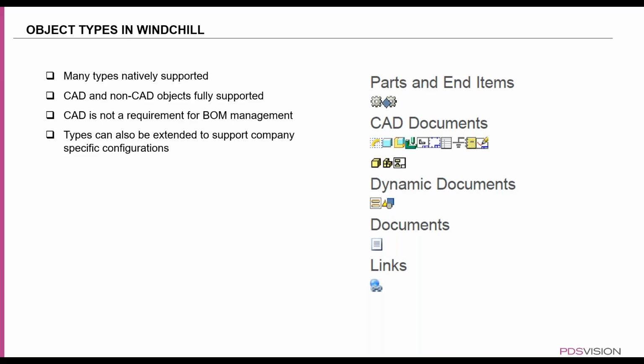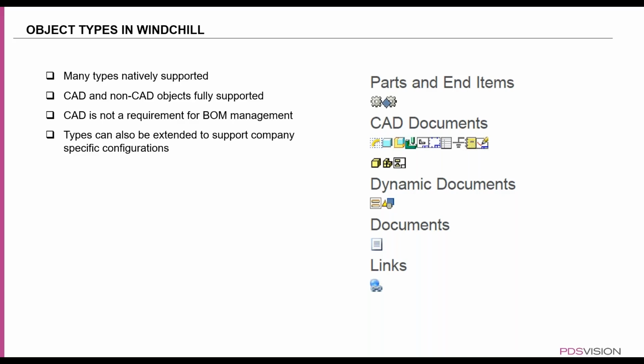The system allows you to extend what you already have out of the box to build a specific configuration that meets your business processes. So on the right here, it's just pictures of icons that you might have seen already in Windchill, and this is how Windchill stores the information. So you've got the first one that we call parts and end parts. This is what we'll be focusing on for today's topic.